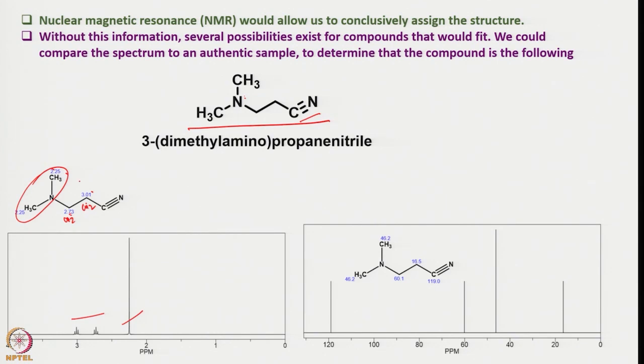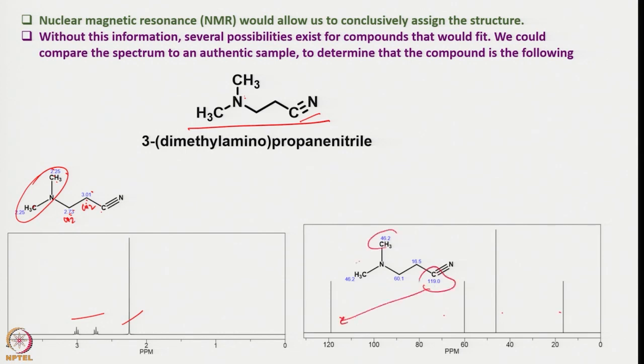And if you look into 13C, you identify how many non-equivalent signals are there. So these two are identical. 1, 2, 3, 4 should be there. We have 1, 2, 3, 4, and the 4 can be assigned very nicely. And this is 119, this comes here.